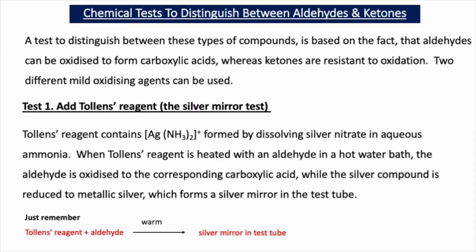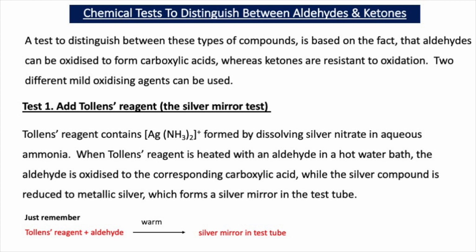Now in our previous videos, we've learnt that a difference between aldehydes and ketones is that aldehydes can be oxidized to form carboxylic acids, but ketones cannot. And we talked about 2 chemical tests that use that difference to distinguish between an aldehyde and a ketone.